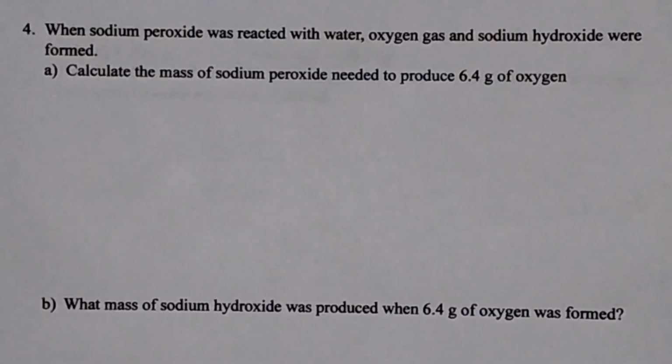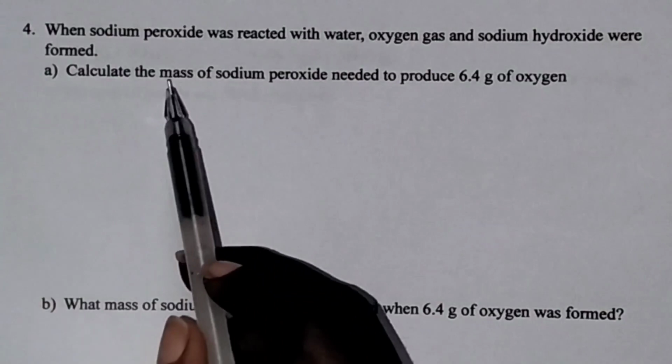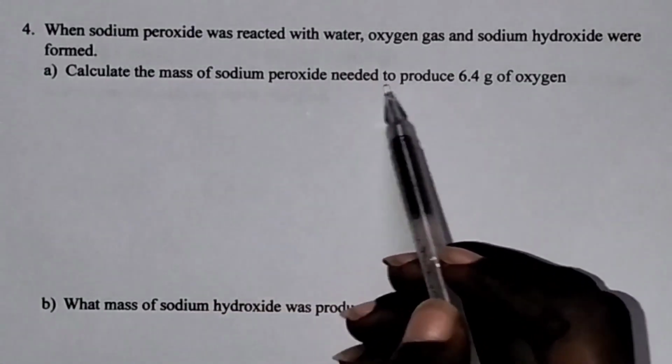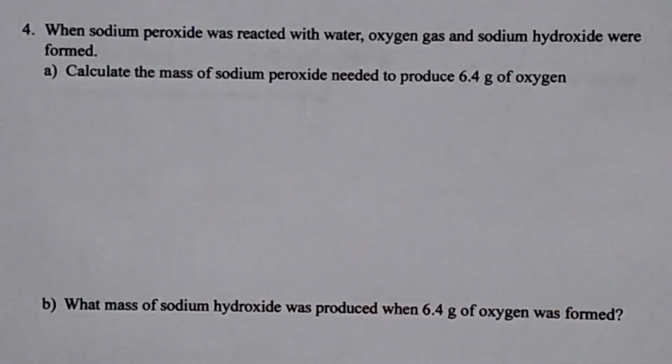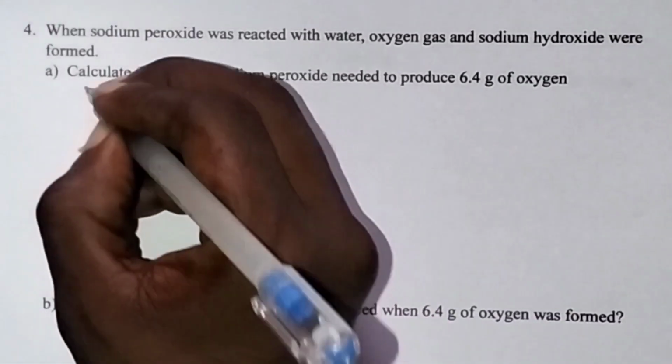So in question 4, we are told when sodium peroxide was reacted with water, oxygen gas and sodium hydroxide were formed. So we're asked to calculate the mass of sodium peroxide needed to produce 6.4 grams of oxygen. So first of all, we have to write the reaction between sodium peroxide and water.